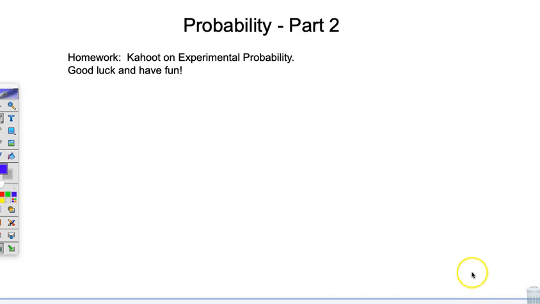Okay, so today we're just going to practice our experimental probability using a Kahoot game. That is also attached on the Google Classroom. So have fun and enjoy.